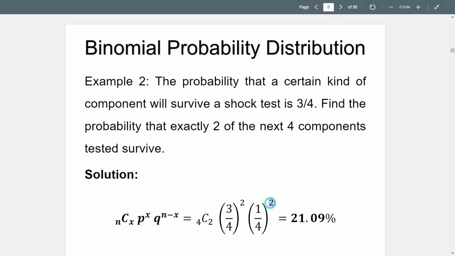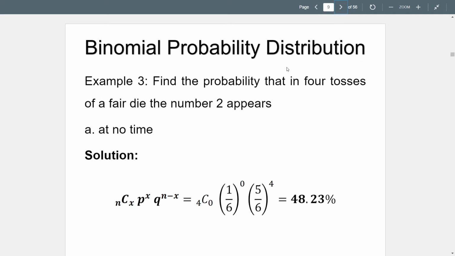And this is n minus x, so 4 minus 2 is 2. Using your calculator, you'll have an answer of 21.09%, which is the probability that exactly 2 of the next components tested survive. So here's problem number 3. Find the probability that in 4 tosses of a fair die, the number 2 appears. What is the probability that the number 2 appears?